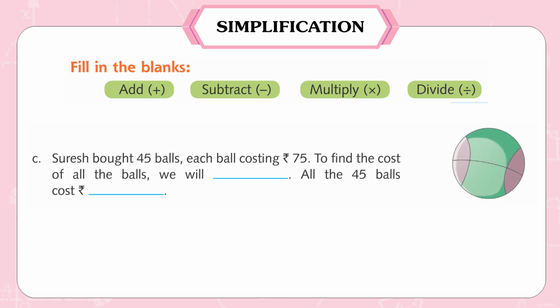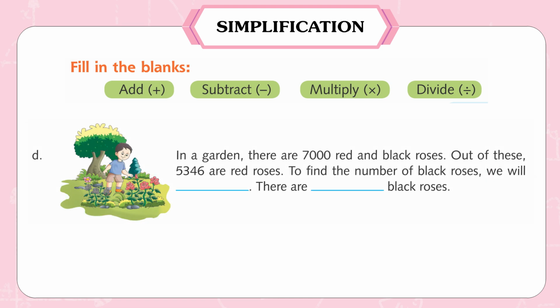C. Suresh bought 45 balls, each ball costing rupees 75. To find the cost of all the balls, we will dash. All the 45 balls cost rupees dash. D. In a garden, there are 7,000 red and black roses. Out of these, 5,346 are red roses. To find the number of black roses, we will dash. There are dash black roses.